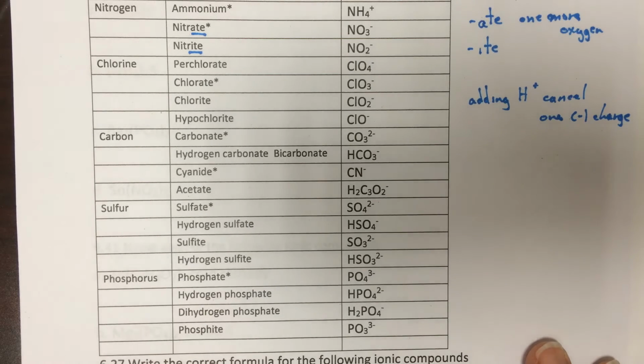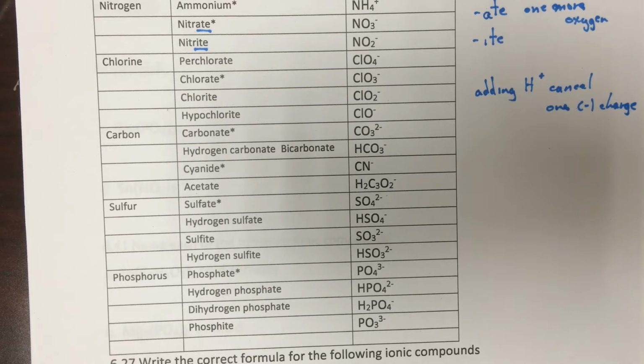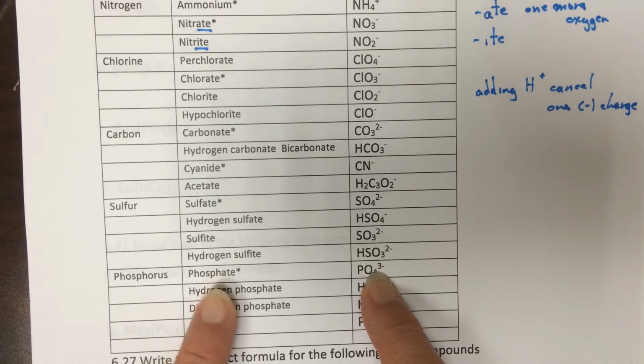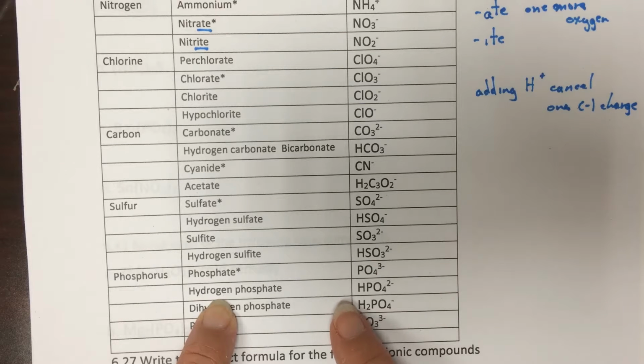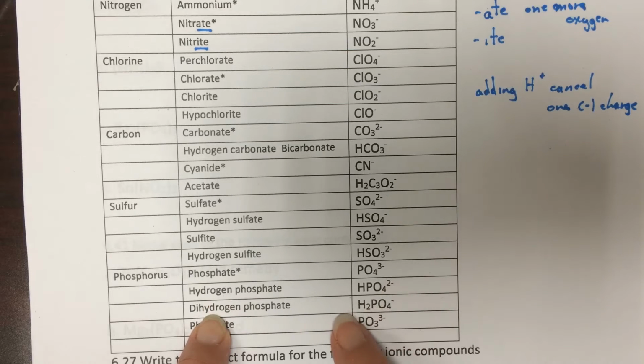The other thing that you might want to look at is adding a hydrogen will cancel one negative charge. So here we have phosphate. It's got a phosphorus, 4 oxygens, and a -3 charge. If we add a hydrogen, we get hydrogen phosphate. It's 1 hydrogen, 1 phosphorus, 4 oxygens. That's all the same, but the charge has now gone to -2. Dihydrogen phosphate has 2 hydrogens, 1 phosphorus, 4 oxygens, and only 1 negative charge. So every time we've added a hydrogen, we've taken away a negative charge.